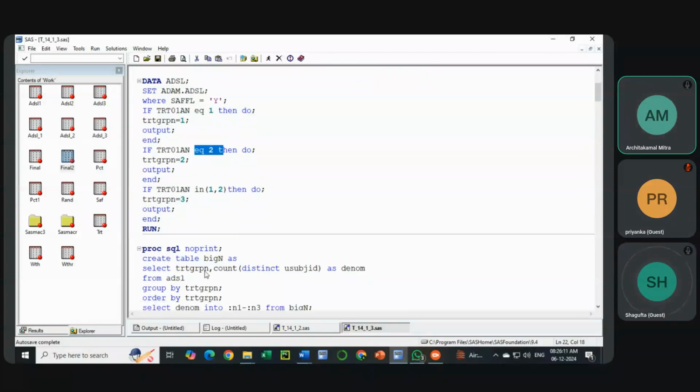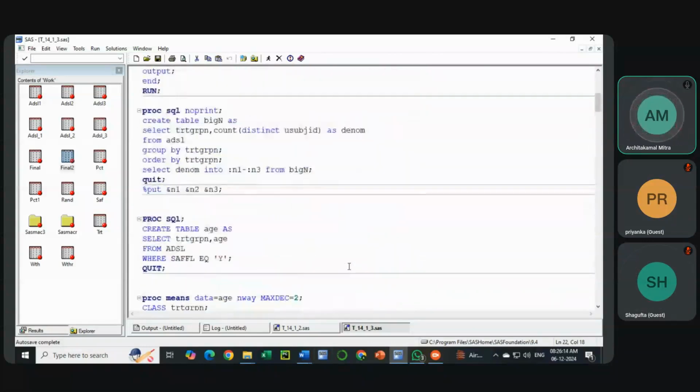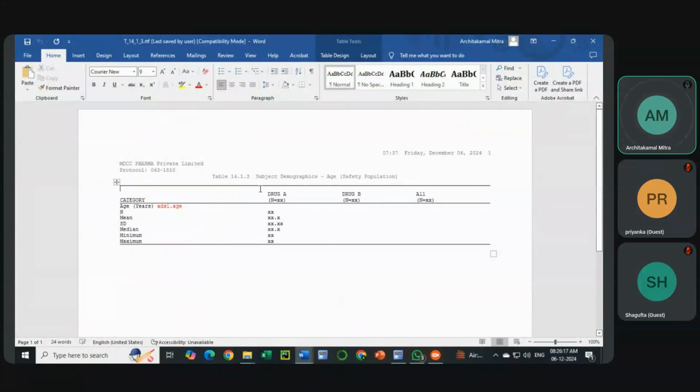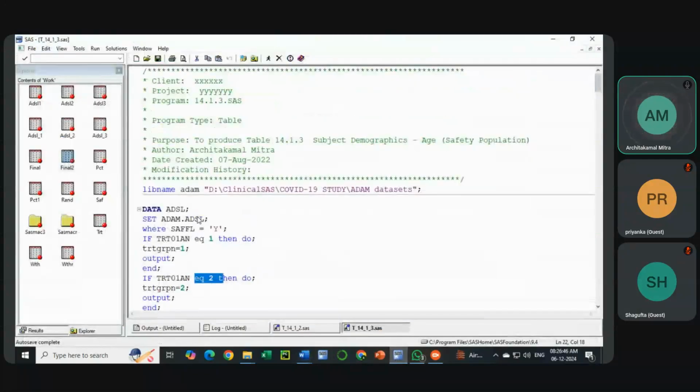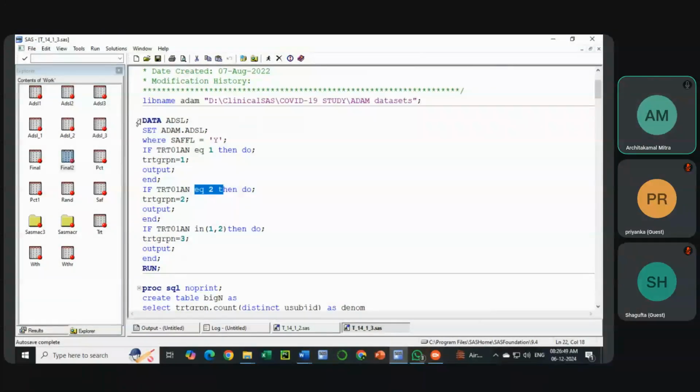Okay. Now let me quickly go through this table, which is a simple subject demographics table for the safety population. What is the average age of the people? What is the number of people? We are doing it for age: what is the mean age of the people who have participated in the study? The standard deviation, median, min, max, for drug A, drug B, and all. It's a simple table, but we will only be focusing on ADSL.age and the safety population. So we have everything set here. This is something which you all know.